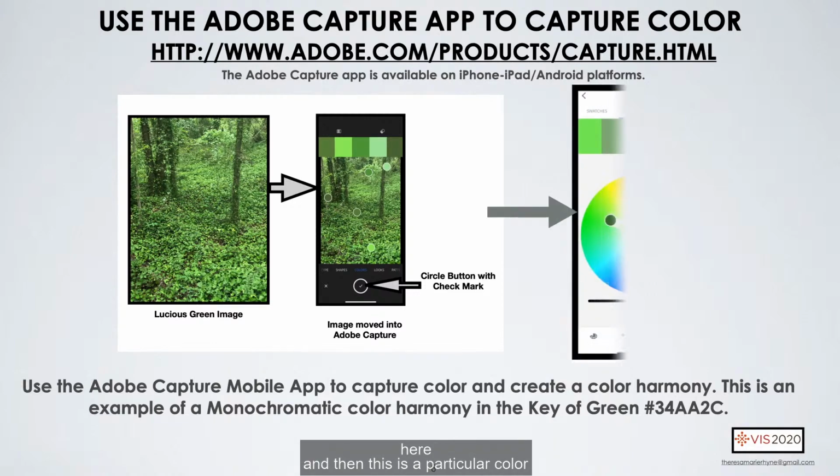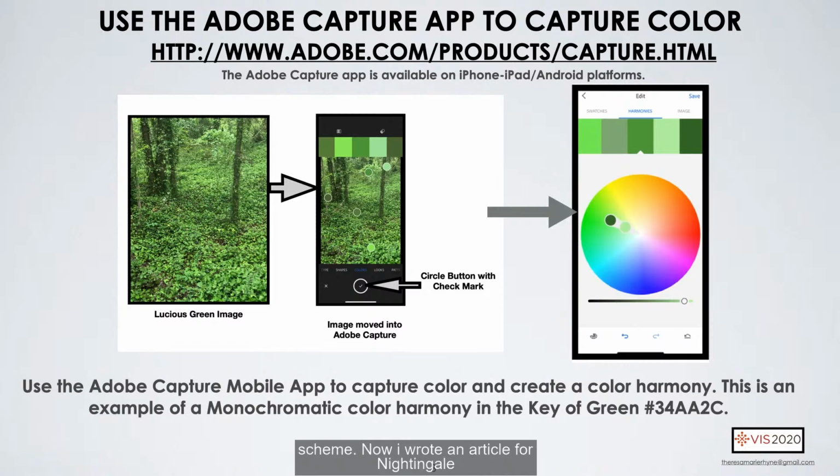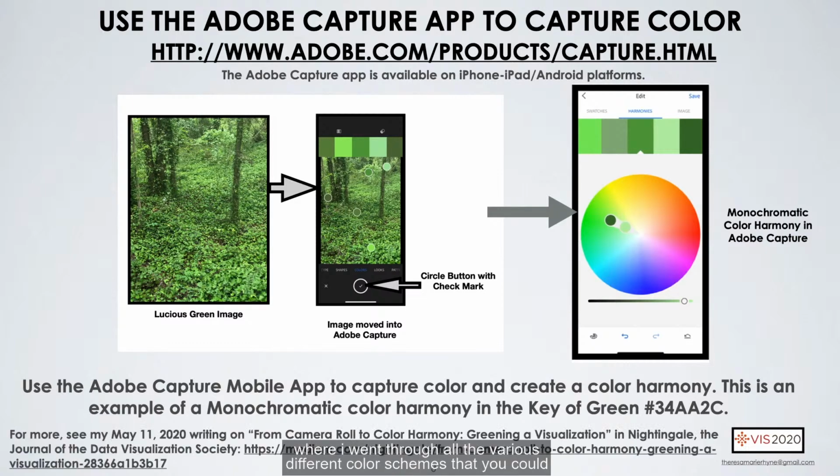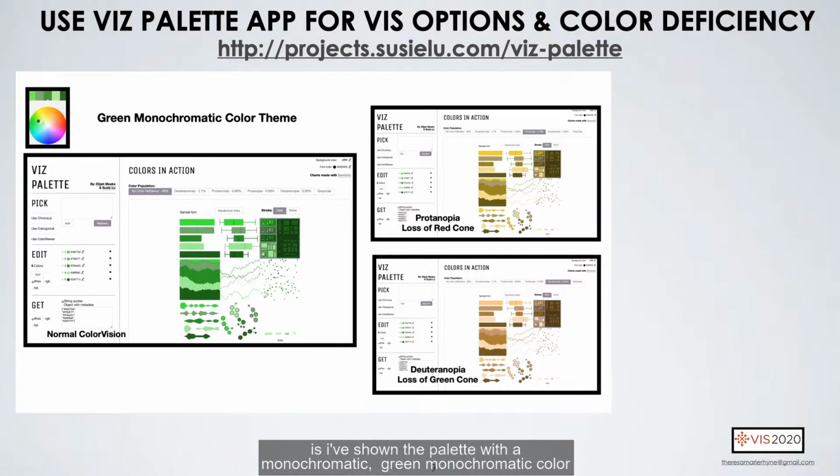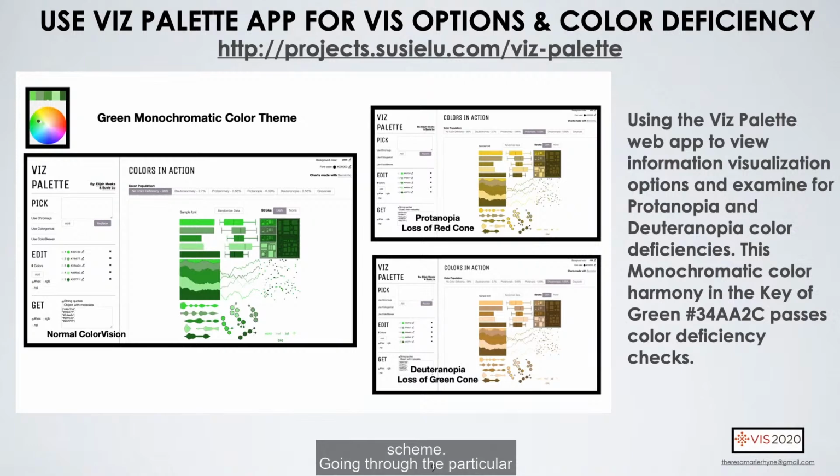So this is what I'm doing here, and this is a particular color scheme. I wrote an article for Nightingale where I went through all the various color schemes that you could get from this particular image, and I covered all the different color harmonies available in Adobe Capture. I'll let you read that. But what I've done here in VIS Palette is show the palette with a green monochromatic color scheme, going through the particular visualization potentials here, and then I've done a check of what it's going to look like in a color deficiency viewer.